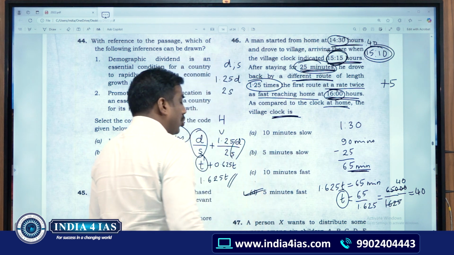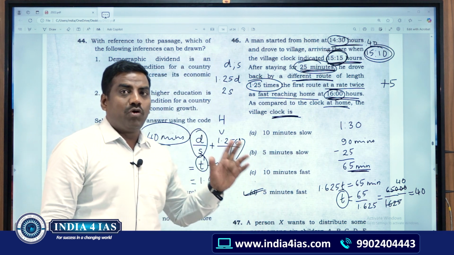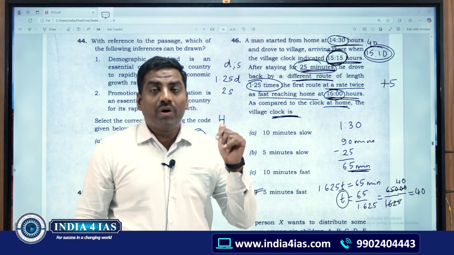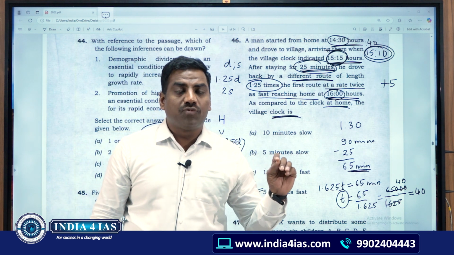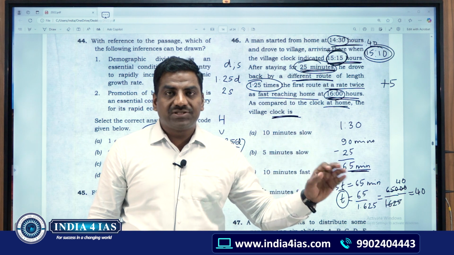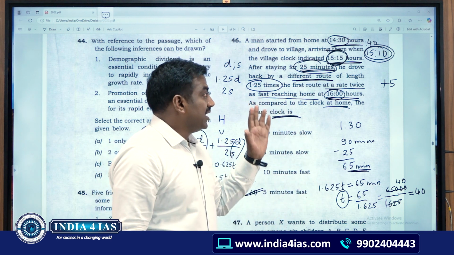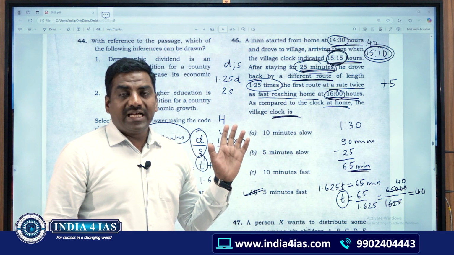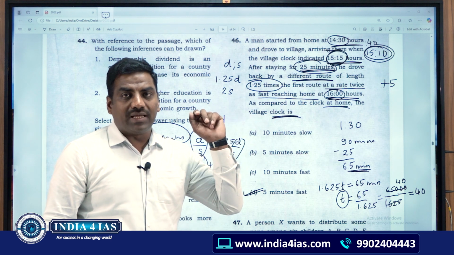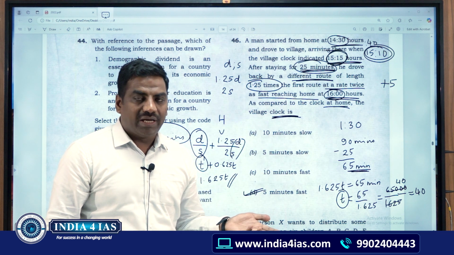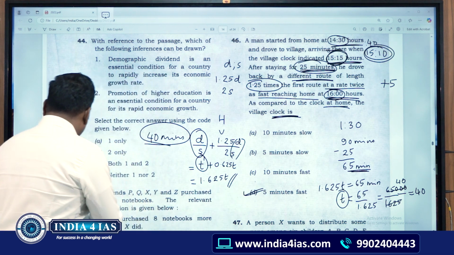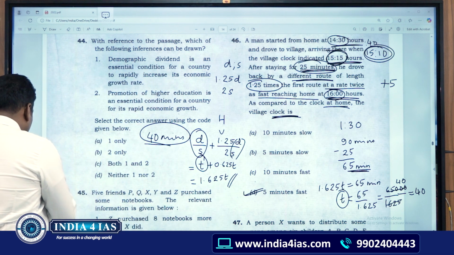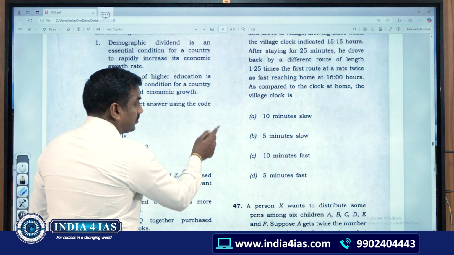So this is a bit complicated problem, because while going, if he takes time T, while coming back, he will take 0.625 T. So total time is 1.625 T. That is equal to 65 minutes. T is equal to 40 minutes. But he takes 40 minutes, but village clock is showing other thing. That is 5 minutes extra it is showing. So then village clock is 5 minutes faster. Okay, but this is a good problem, but a bit time consuming. Next.